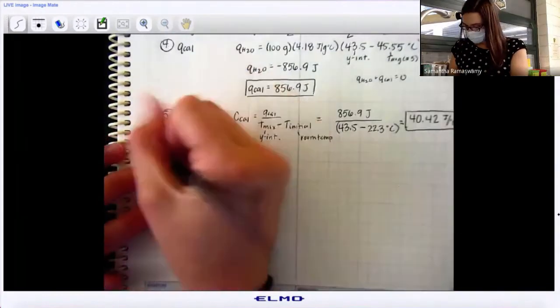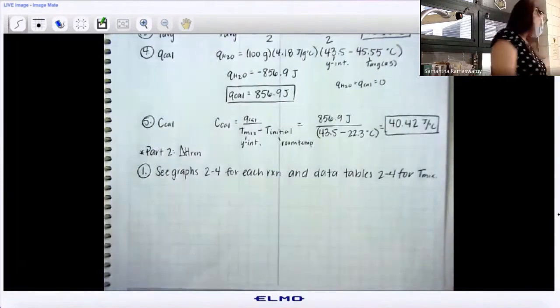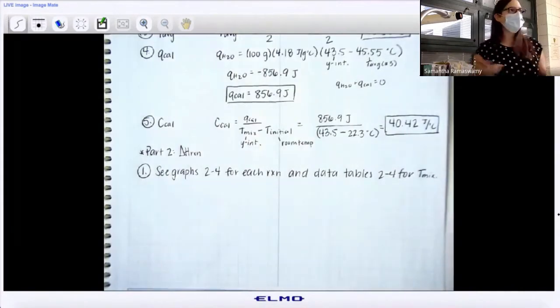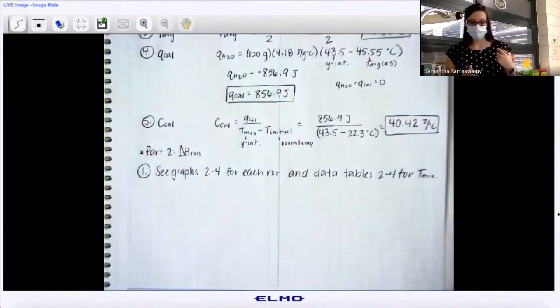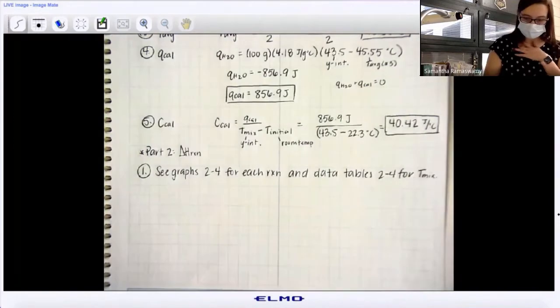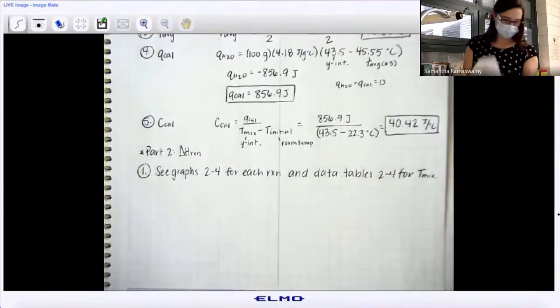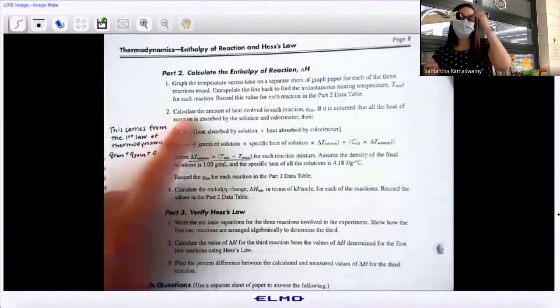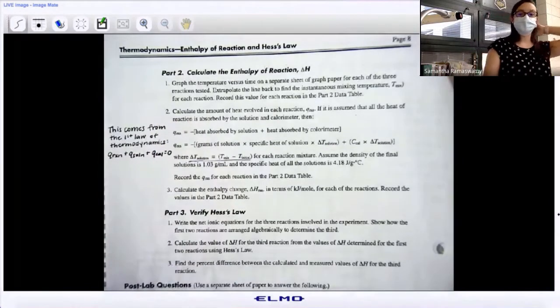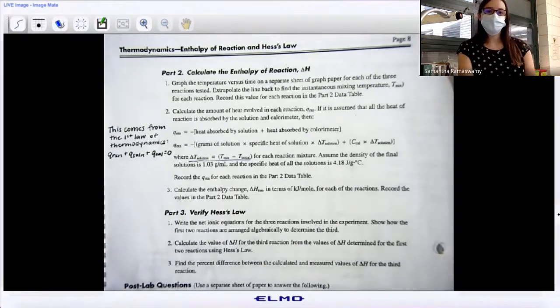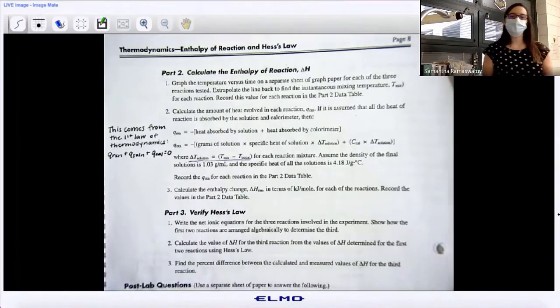So number 1 says to graph. So now that we have our graphs and data tables labeled, we can just reference it like this in our calculations. So there's calculation 1. Calculation 2. So now we're getting into the math again. Calculation 2 says calculate the amount of heat evolved in each reaction, which is Q reaction. So I'm solving for Q reaction. It's assumed that all of the heat of reaction is absorbed by the solution and calorimeter.